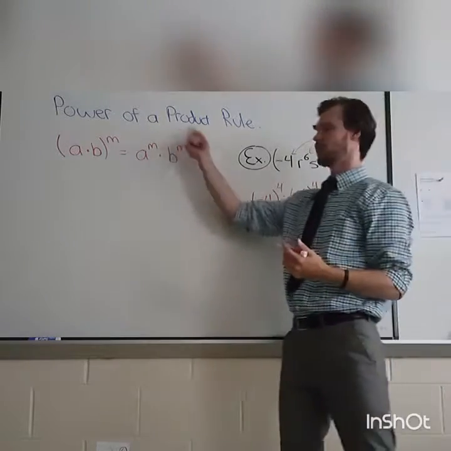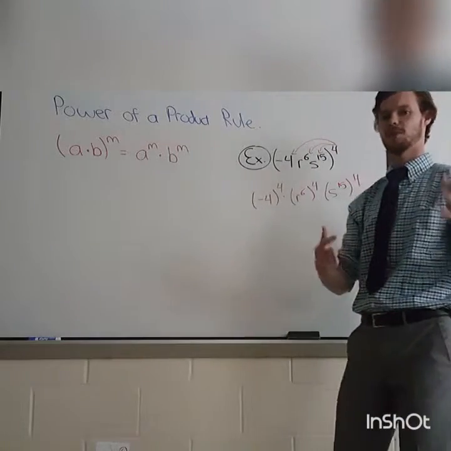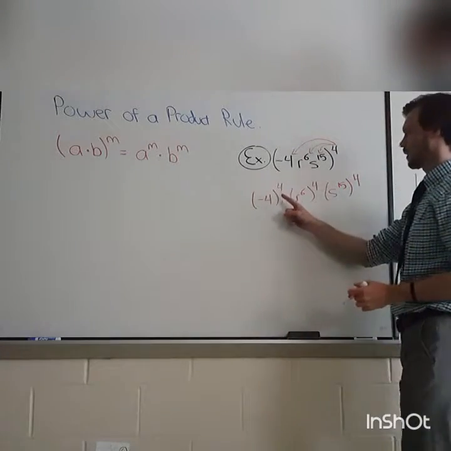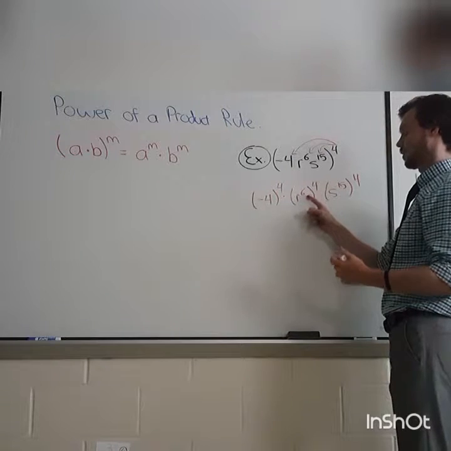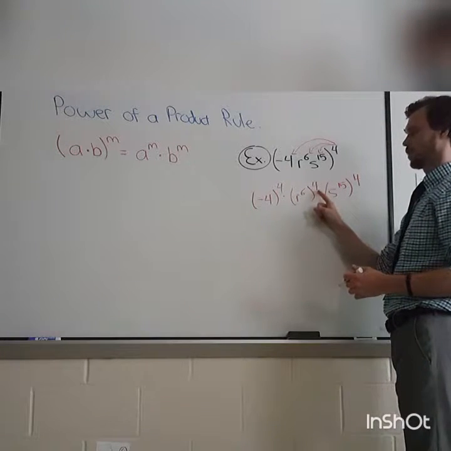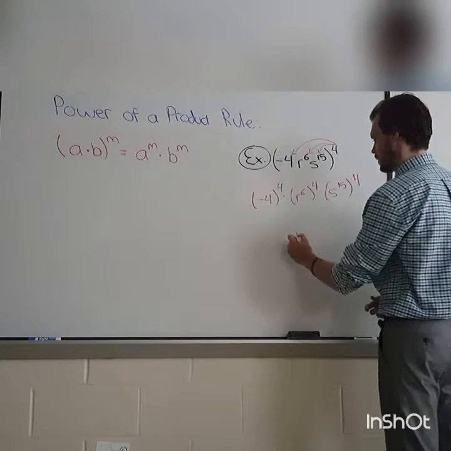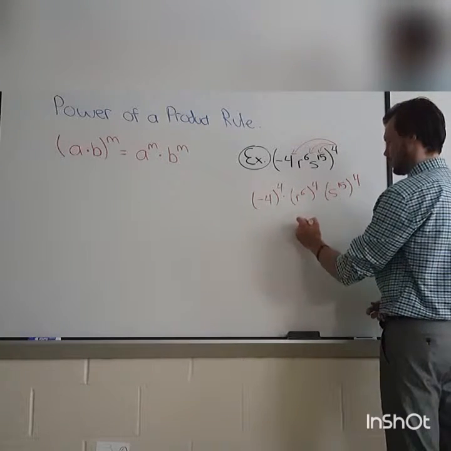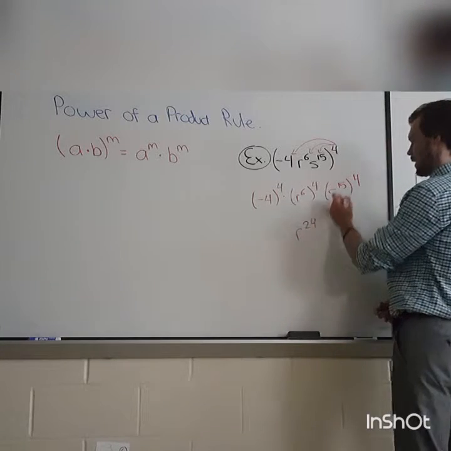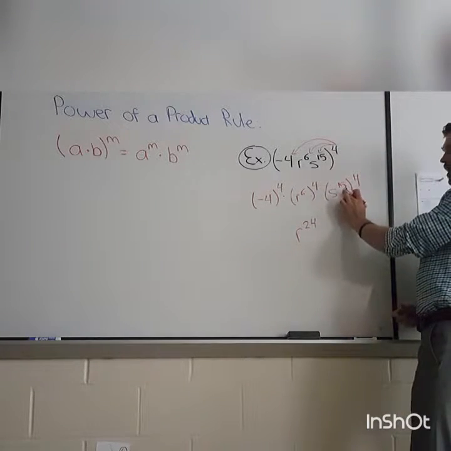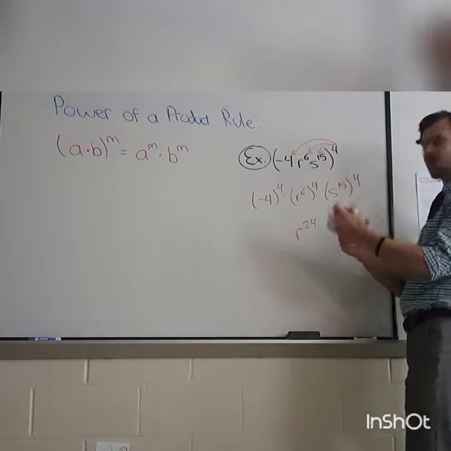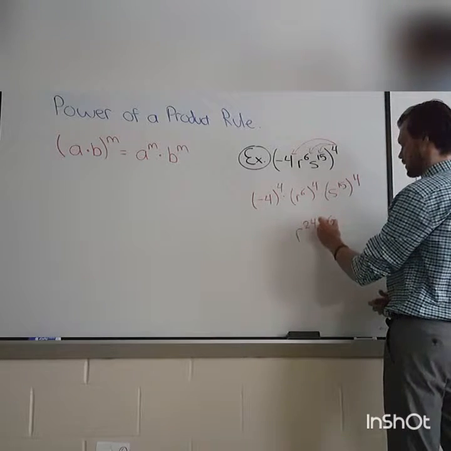This is how the power of a product rule leads into the last one, power of a power. Right here, I have a power raised to another power. 6 times 4, I multiply them together. This becomes r to the 24th. And with the same thing with the s, I have a power raised to another power. I can multiply them together, and this becomes s to the 60th.